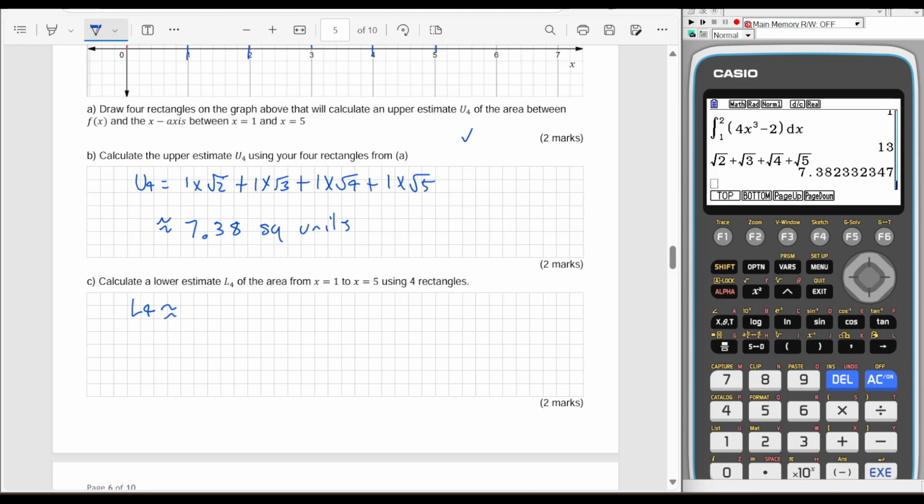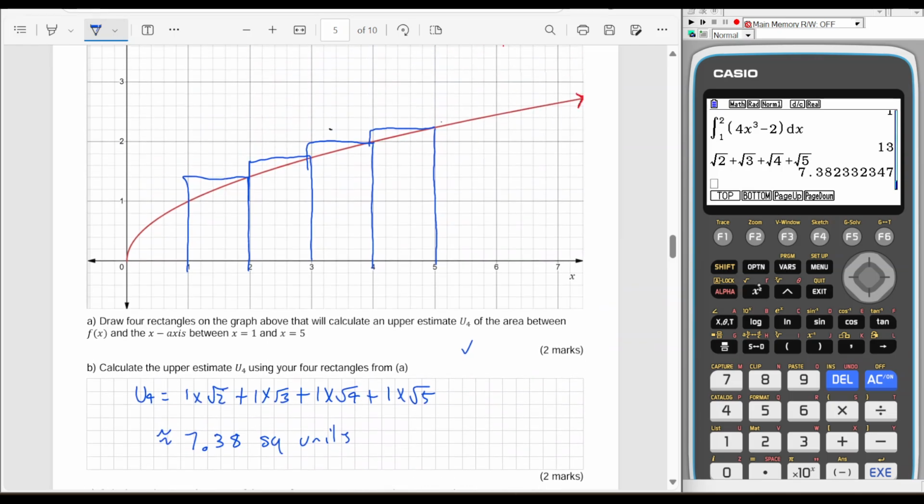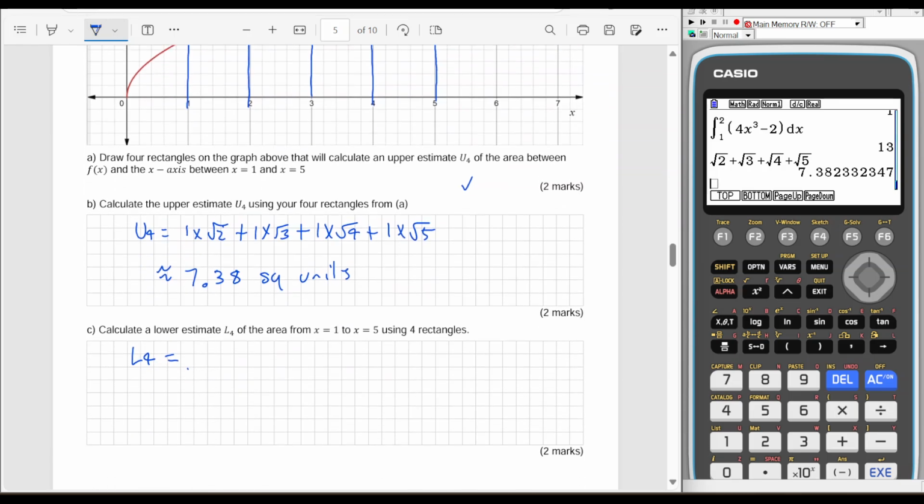L4 roughly equals, well, exactly equals. So I didn't ask you to draw them, but if you did, the lower rectangles would be the ones underneath. So using the left-hand side to get those. Okay, so it's 1 times root 1 plus 1 times root 2 plus 1 times root 3 plus 1 times root 4. And don't worry about the times by ones, but if you go root 1 plus root 2 plus root 3 plus root 4, 6.14 or 6.15.